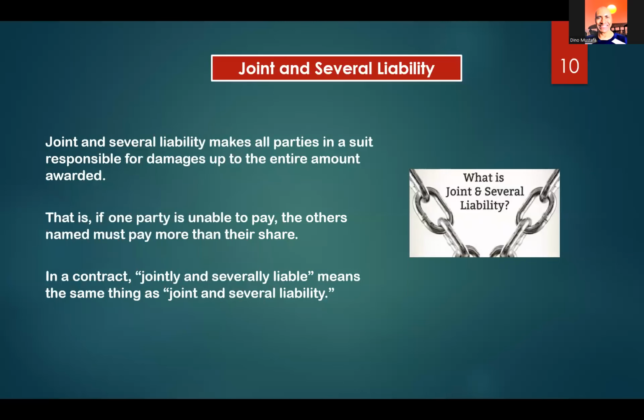The next one is called joint and several liability. For example, yesterday, I think when I recorded, there was a term called tortfeasor. A tortfeasor is someone who committed a civil wrong, someone who created some trouble for others, okay, caused some damage for others. So there could be more than one person sometimes.